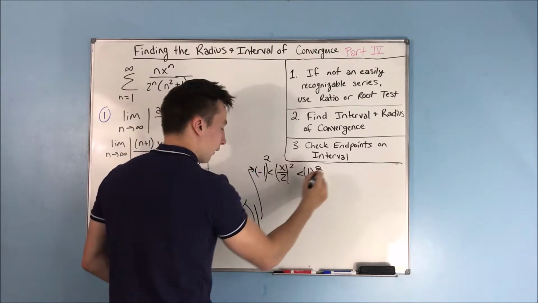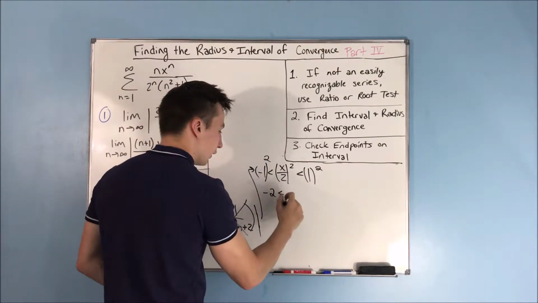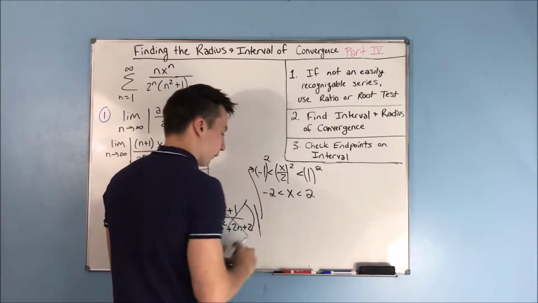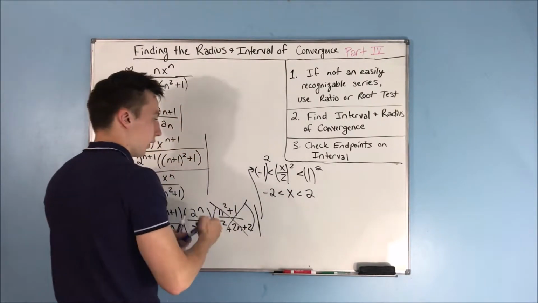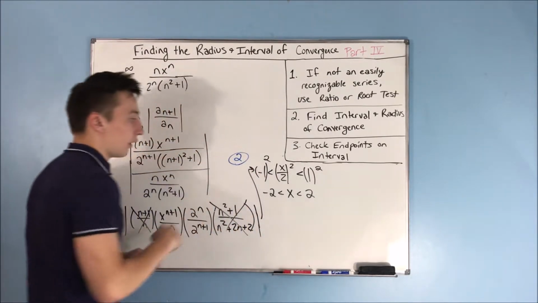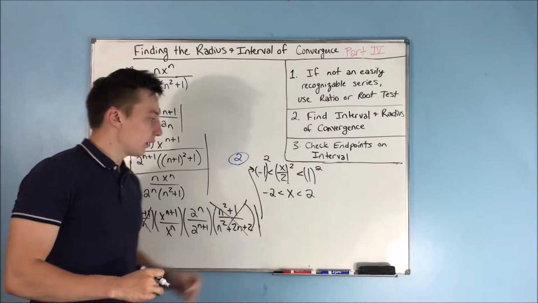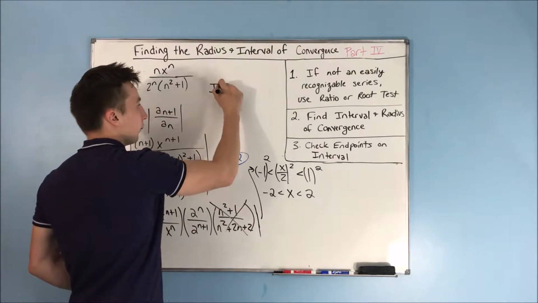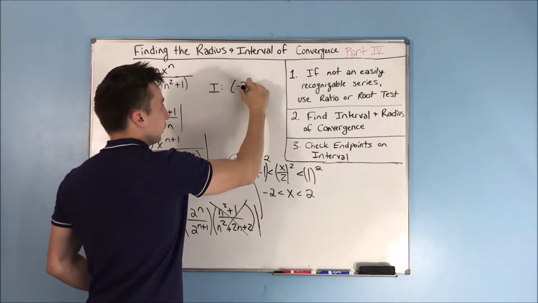Okay? We have to multiply everything by 2. We get negative 2 is less than x is less than 2. And I guess this whole part right here is just step 2, finding the interval and the radius. So we get our starting interval from negative 2 to 2.